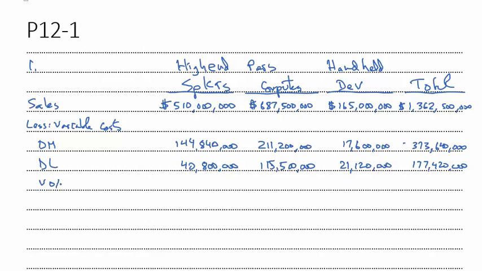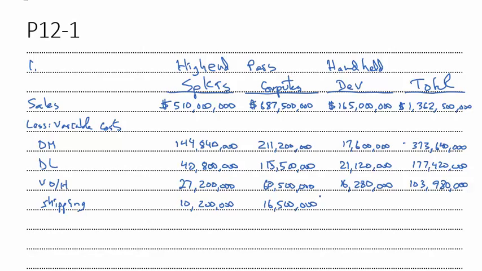So now variable overhead: 27,200,000, 60,500,000, 16,280,000 for 103,980. Now no longer product costs, we're under period costs, but they're still variable. So shipping: 10,200,000, then $460.